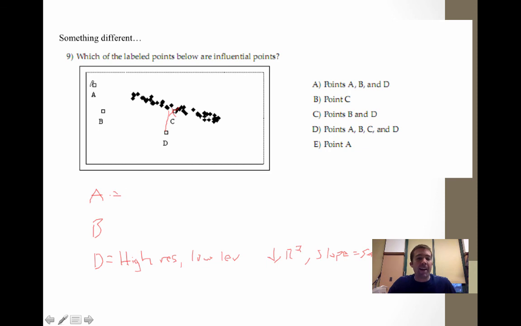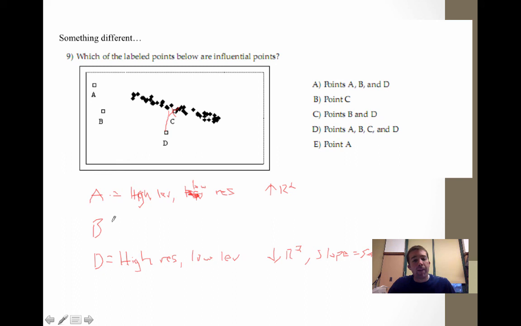And A actually strengthens our data. It's high leverage, low residual. It is going to increase our r squared, and it may slightly decrease our slope, though it looks about the same as the slope.